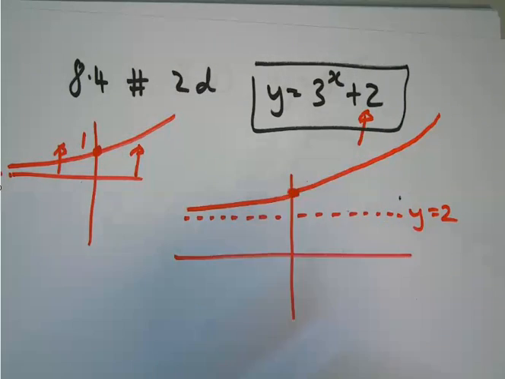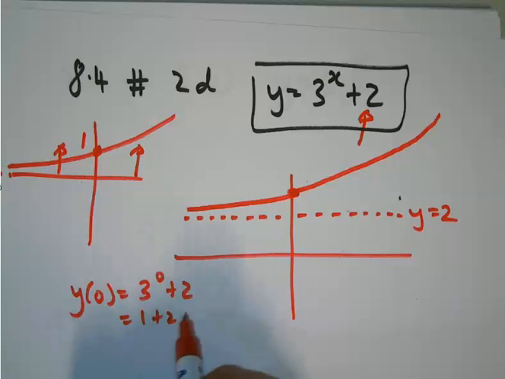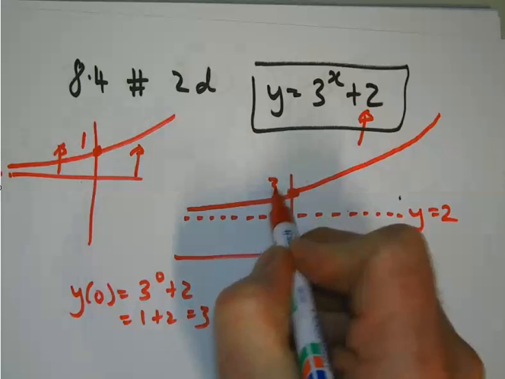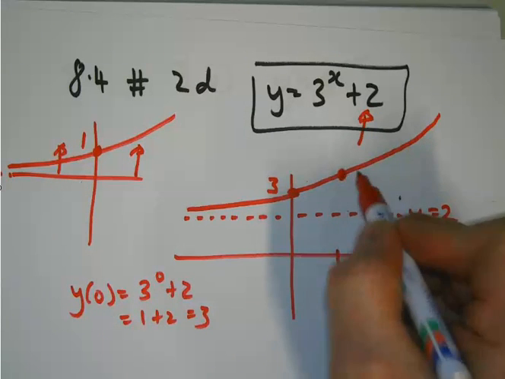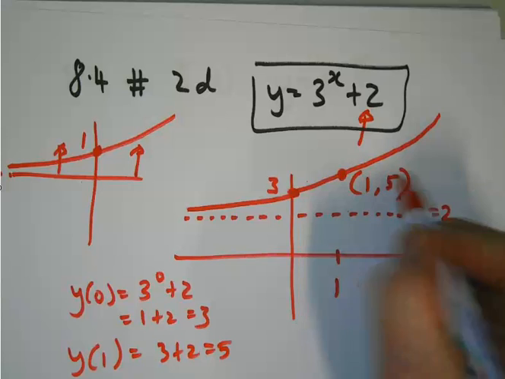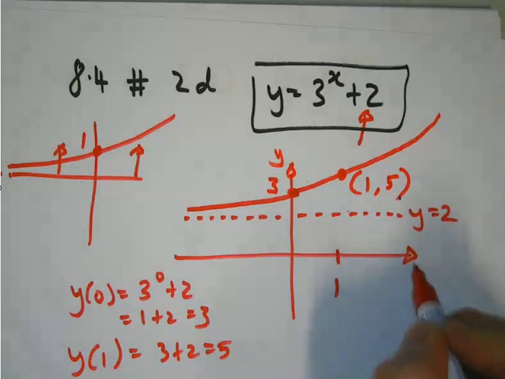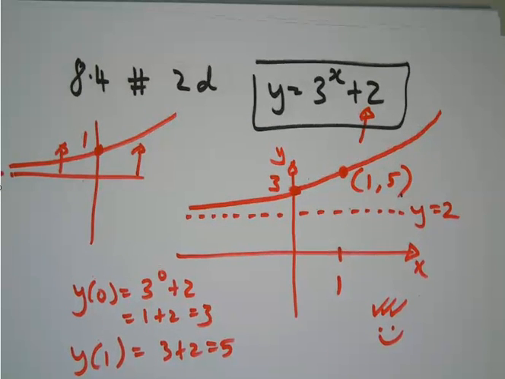It's going to go through there when x equals 0. y of 0 will equal 3 to the 0 plus 2, 1 plus 2 or 3. So that goes through there at 3. I need a second point when x equals 1. y of 1 will equal 3 plus 2 or 5. So there's my second point at 5. Beautiful. I've labelled my asymptote, I've put its equation, I've labelled 2 points, I've labelled axial intercepts.